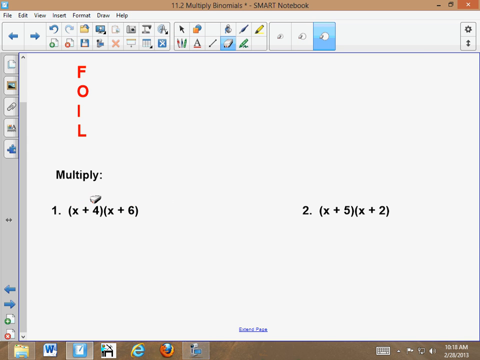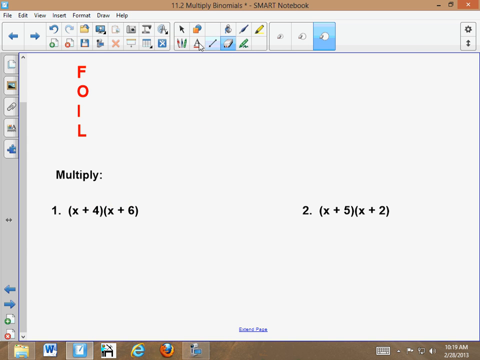Instead of doing that, if you just distribute, which is something we should be familiar with, the first term to everything in the other binomial, and distribute the second term to the other binomial, you'll get your answer. That's all you have to do. You don't have to remember first, outside, inside, last. Just remember your first term gets multiplied to everything in the second binomial. Your second term gets multiplied to everything in the second binomial.